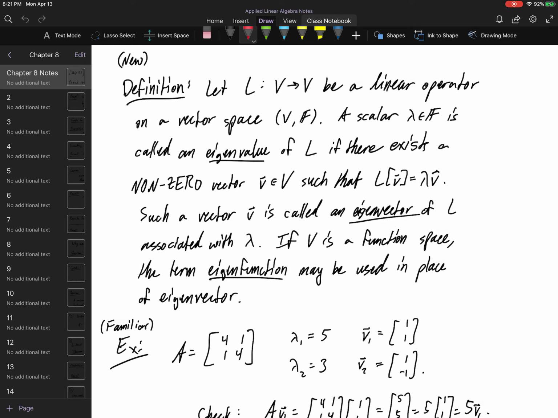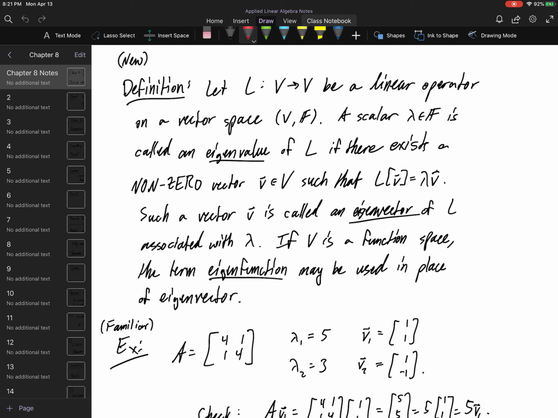L could be something like differentiating a function, or integrating a function. So this is going to give you some linear function on this vector space, from the vector space to itself.